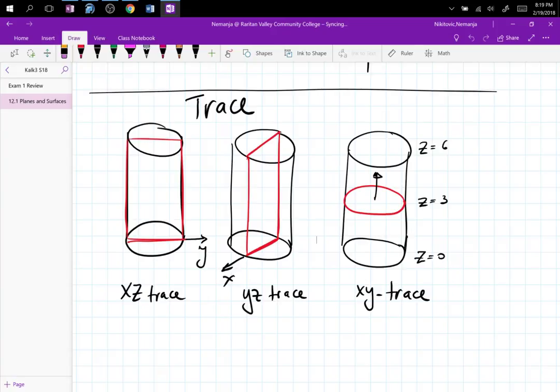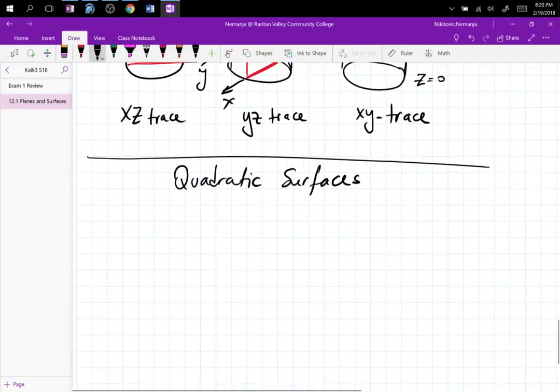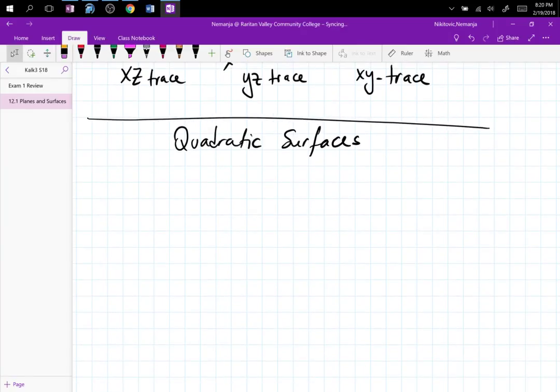And the last part of this lecture is the part on quadratic surfaces. The quadratic surfaces are interesting creatures. People say, oh my, do I really have to memorize these equations? Well, if you already know some stuff, these equations are not an issue at all.